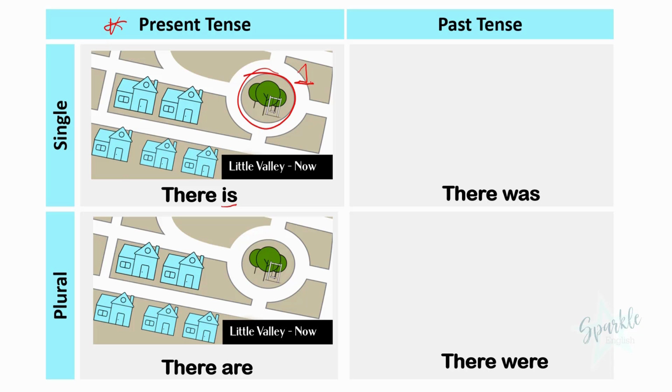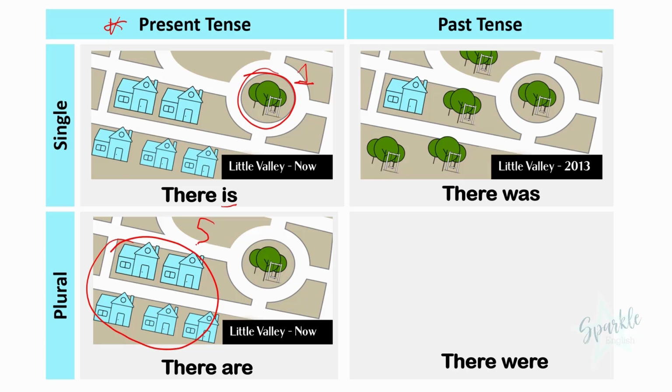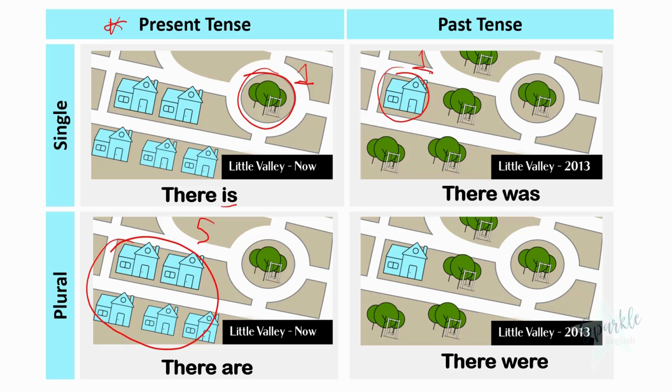In Little Valley right now, there are 5 houses. We use there are because it's plural. There are 5 houses. But let's say we want to talk about Little Valley in the past. In the past tense, we would use there was and there were. For example, this is a picture of Little Valley in 2013, in the past. In 2013, there was one house in Little Valley. In 2013, there were 5 parks.